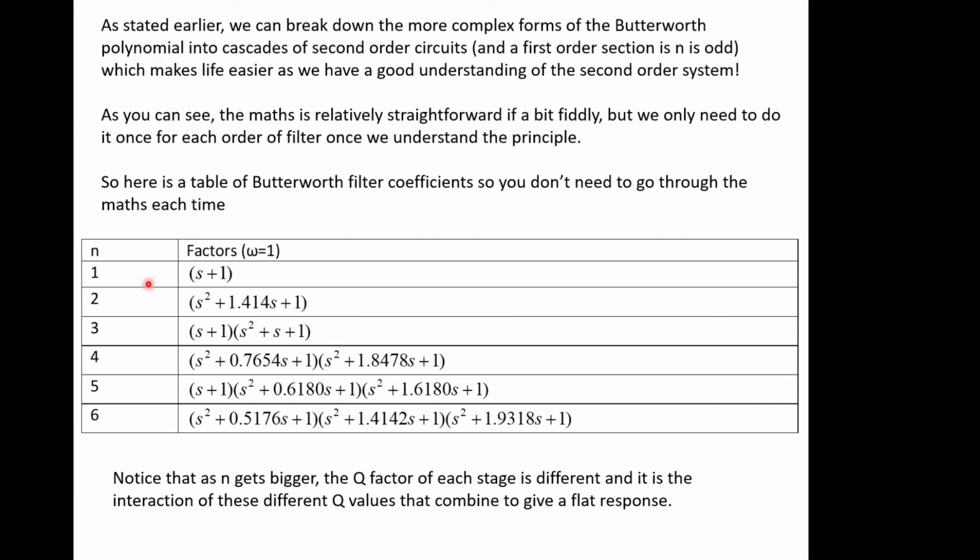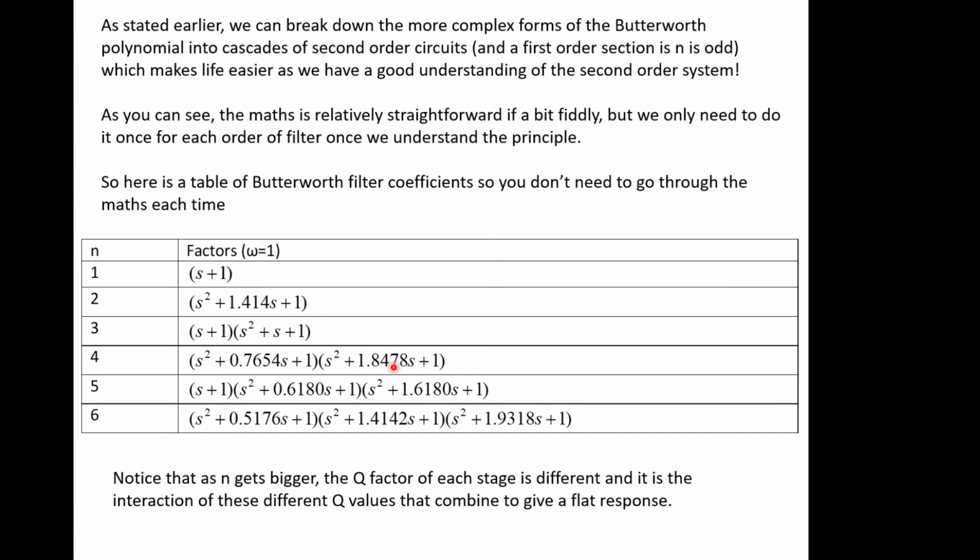Okay, so we did the second order one, so this is the second order polynomial. We developed that, and you can look at the maths if you want to know where it's come from. We can break the polynomials down into more complex ones. So if we wanted a fourth order system, for example, that's now the combination of two second order functions with slightly different components for Q.